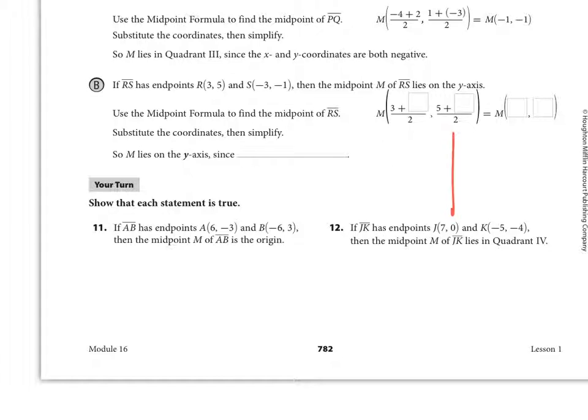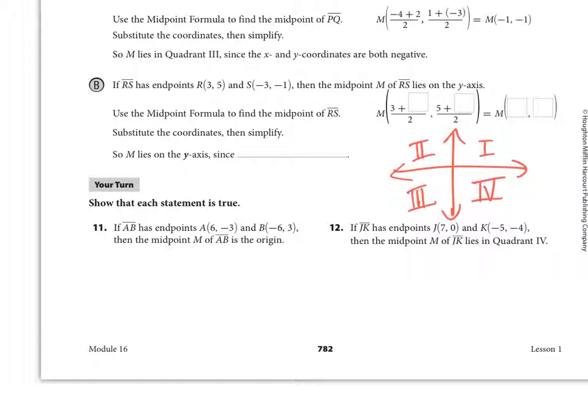Quadrant 4, a little bit of review. Here's our x-axis and y-axis. Quadrant 1 is up here. Quadrant 2, top left. Quadrant 3, bottom left, quadrant 4, bottom right. We want to show that the midpoint of this segment JK lies in that bottom right part of the graph. And all it takes really is just to find the midpoint, right? Everything in the bottom right of our graph means that x is going to be positive and y is going to be negative. That's how we get there.